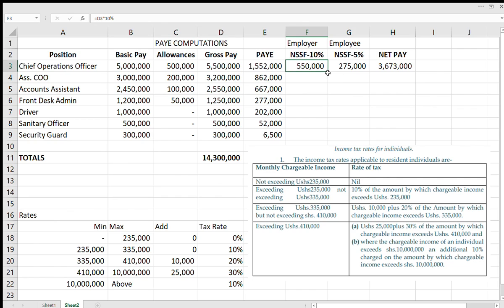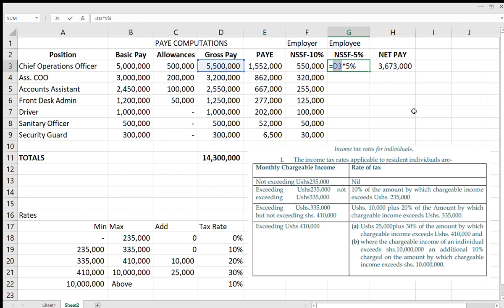After doing that, we can even pull down. Remember what we did: you come to the corner there and pull down. It spreads to everybody. So the 10% of the 30,000 shillings of the gross pay is 3,000 shillings. That's the 10%.